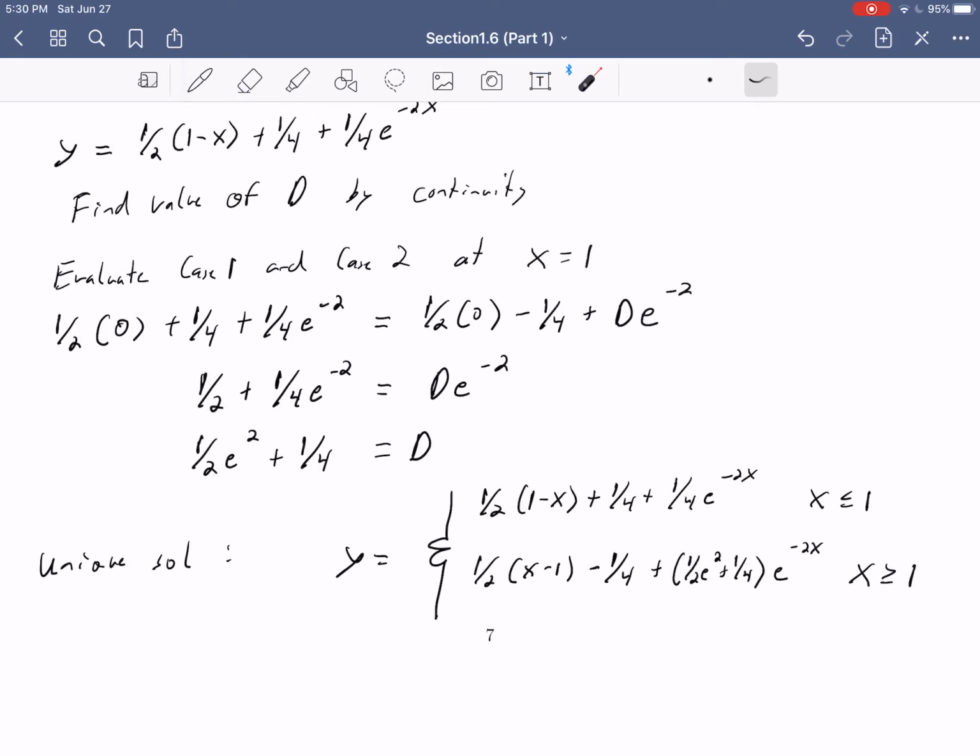I wanted to go over one as well, and I wanted to do it in an alternate way just so you had two approaches when dealing with piecewise functions. For now, this is going to wrap up section 1.6. In our next video, we'll move into section 1.7, which looks at some applications of these linear differential equations.